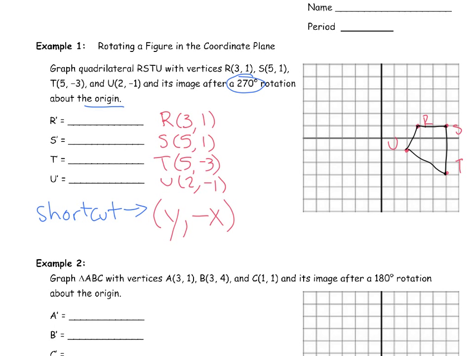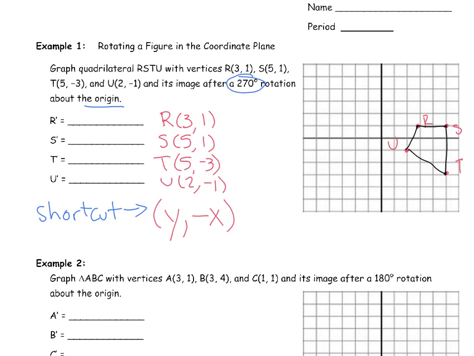All right, so for this first example, we're going to rotate a figure in the coordinate plane. So notice I went ahead and graphed the quadrilateral RSTU with these vertices, okay? And what we're going to graph now is its new image after a 270-degree rotation about the origin. This is where these shortcuts really come in handy. So all I'm going to do first is figure out what my new points are, and then I can plot them.